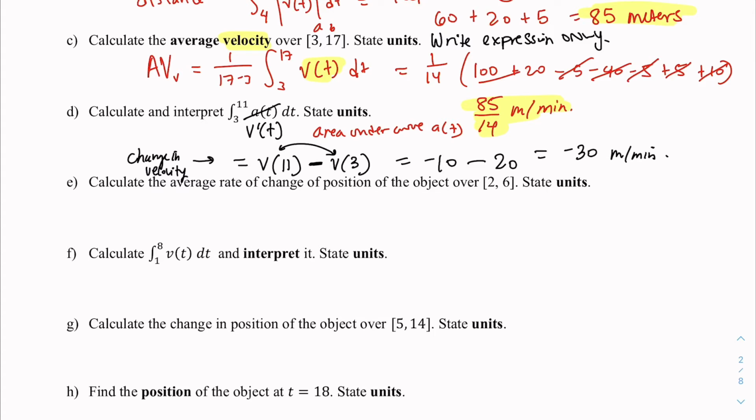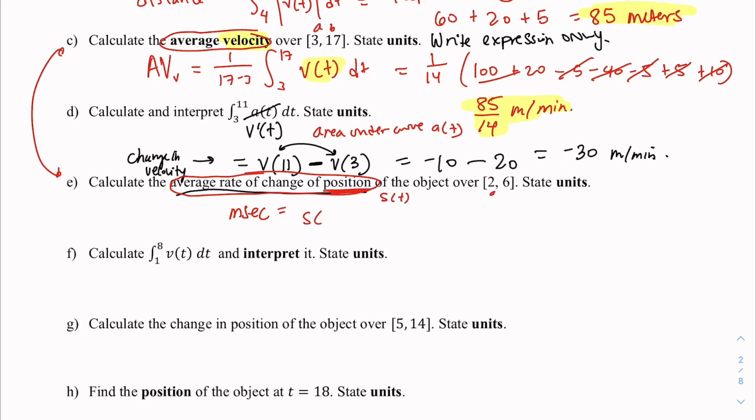Great, let's continue. Letter E, find the average rate of change of position. Ooh, notice how the wording here differs. Find the average velocity. This one says now, find the average rate of change. So this is an MSEC problem. Average rate of change of position, so we're dealing with S. So it'll be S of, let's see, this is my A, this is my B, S of 6 minus S of 2 all over 6 minus 2.